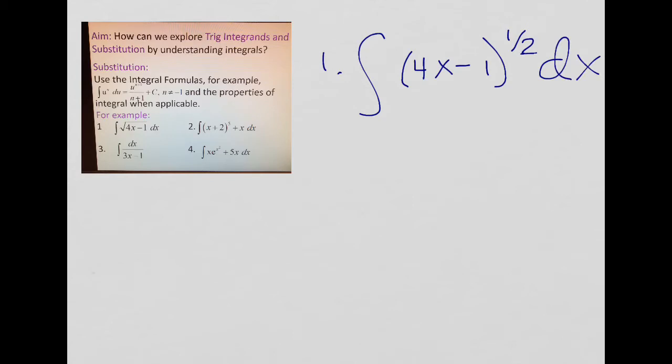Now for number 1, I'm going to rewrite my integrand as the quantity 4x minus 1 to the 1/2 power dx. In this particular case, I said the quantity 4x minus 1, so you want to make u the quantity that you describe. And then we find du. And this is going to be 4. In this case, we're going to write the dx.